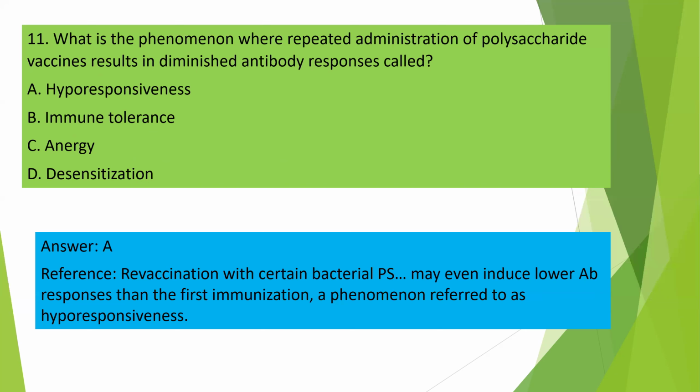Okay. Go to this very important one. Hyporesponsiveness. Go ahead. Revaccination with certain bacterial polysaccharide antigens may even induce a lower antibody response than the first immunization, a phenomenon referred to as hyporesponsiveness. Okay, which is the polysaccharide vaccine which we are giving now? Typhoid, yes. I don't know whether it's available in the market, but we have the conjugate vaccine. Therefore, you should be giving the conjugate vaccine. We don't give any polysaccharide vaccine except one in special circumstances.